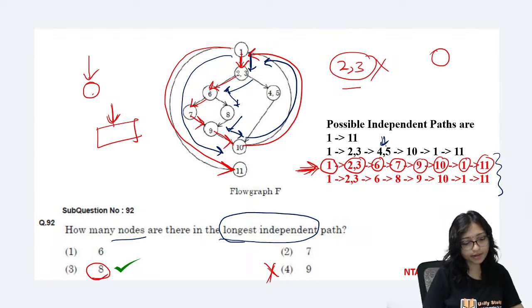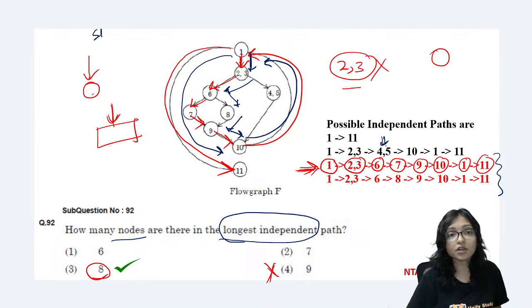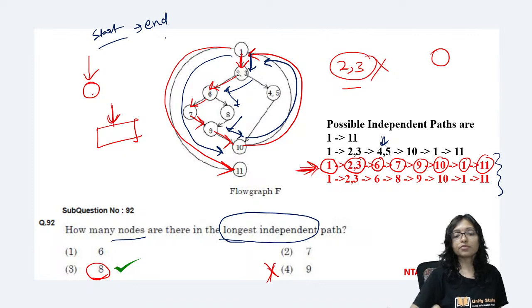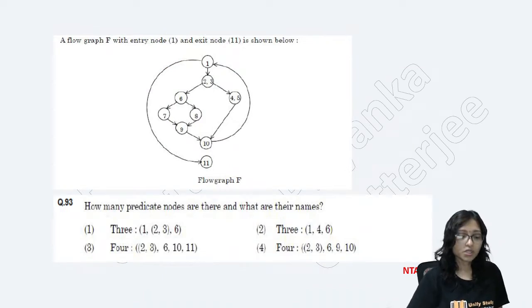Parul, is it clear? Path, independent path means starting node, start to end. From start you have to go to end. That is called independent path. Okay. So how many predicate nodes are there? Answer was coming. Option 1 is the correct answer.